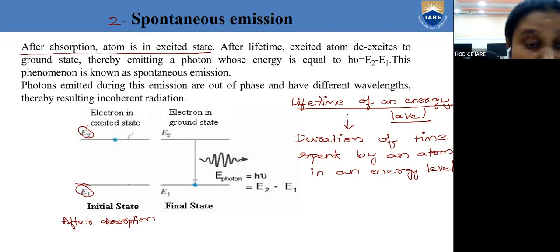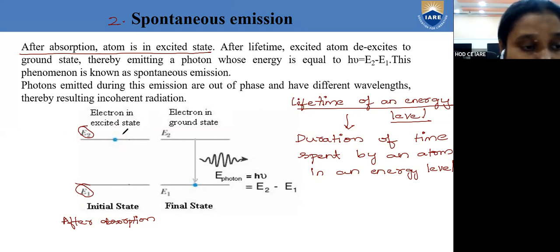What is absorption? Just now we have taken it. First the atom will be in the ground state, and if we supply energy equal to E2 minus E1, then the atom or electron absorbs that energy and goes to the higher state. That is nothing but excitation of an electron or atom from ground state to excited state. Now, once your atom goes to the excited state, for how long does it stay there?